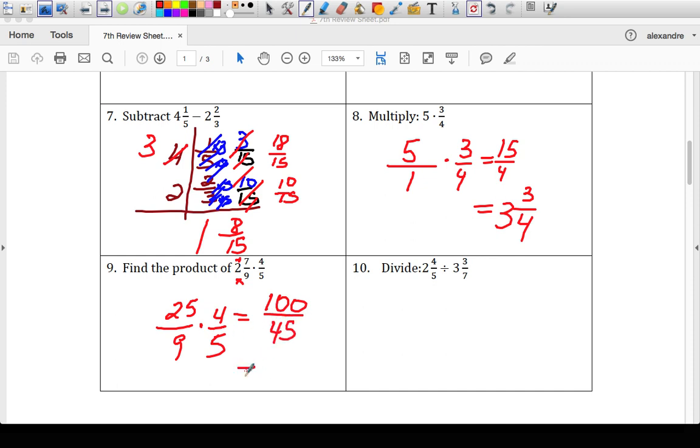We can simplify it now. 45 going to 100 2 times. That's 90. 10 over 45. And we can go one more step. Divide by 2. 2 over 9.